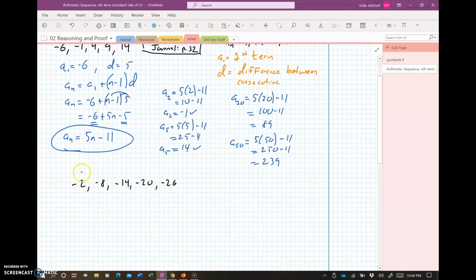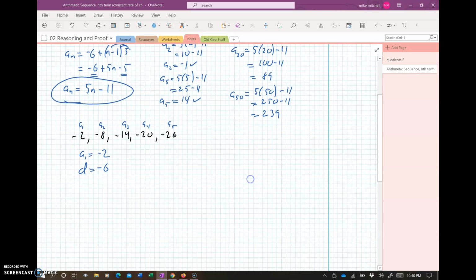This one here, there's my A1, A2, A3, A4, A5. Okay, these are actually getting smaller. Yeah, 8, 14, 20, that's getting bigger. But these are negative numbers. More negatives is smaller. So I'm going to have on this one, an A1 is equal to -2. My difference is going to be -6. It's going down by 6 each time.